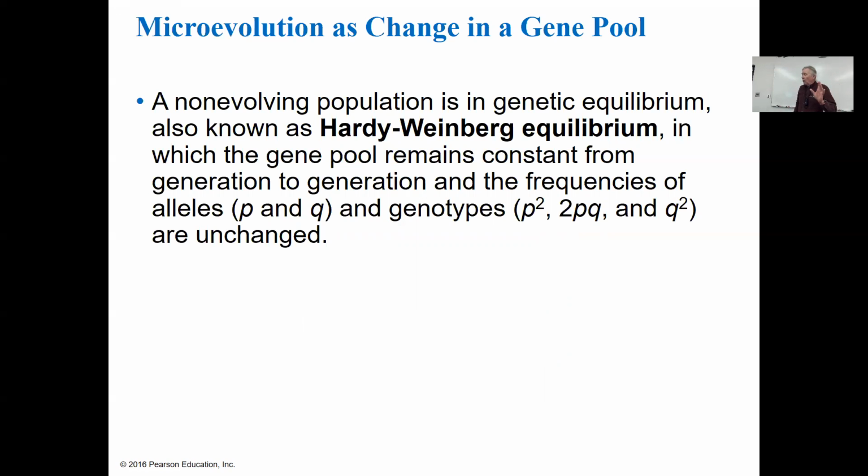Now, the other thing about Hardy-Weinberg is that a non-evolving population is in genetic equilibrium, also known as Hardy-Weinberg equilibrium, in which the gene pool remains constant from generation to generation, and the frequencies of p and q remain constant. So if p is 0.8 and q is 0.2, then in the next generation it's still 0.8 and 0.2, and the generation after that, it's still 0.8 and 0.2. It doesn't change from generation to generation. That's Hardy-Weinberg equilibrium. And this means that evolution is not going on at this locus, and the frequencies of homozygous dominant, heterozygotes, and homozygous recessive are not changing.